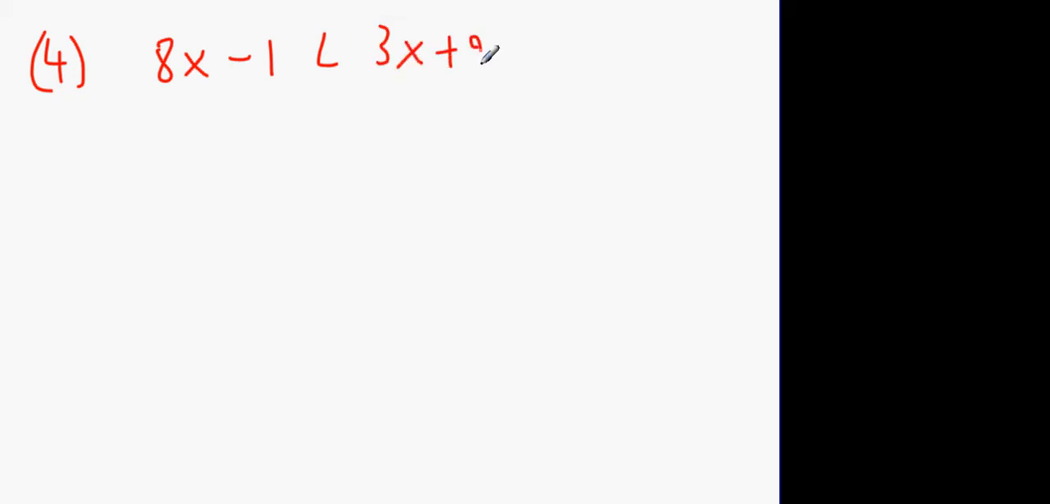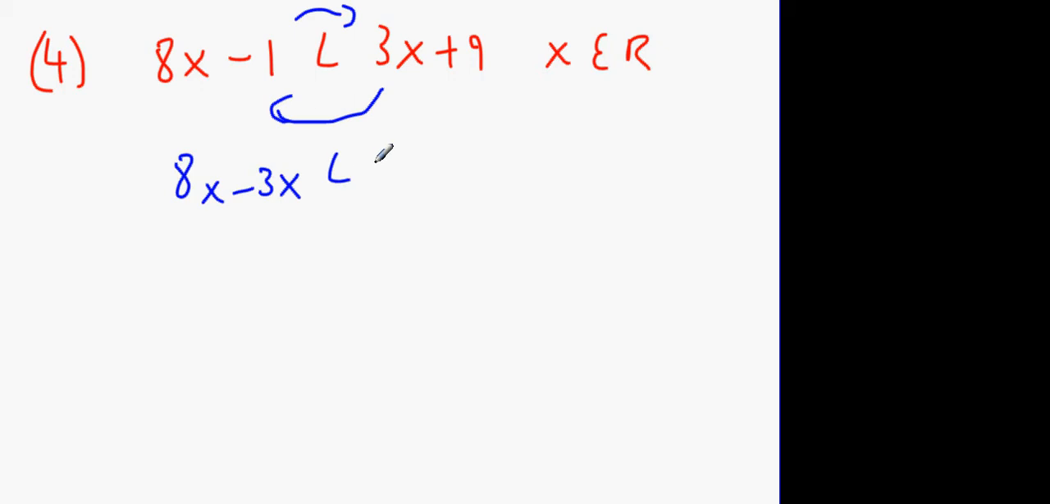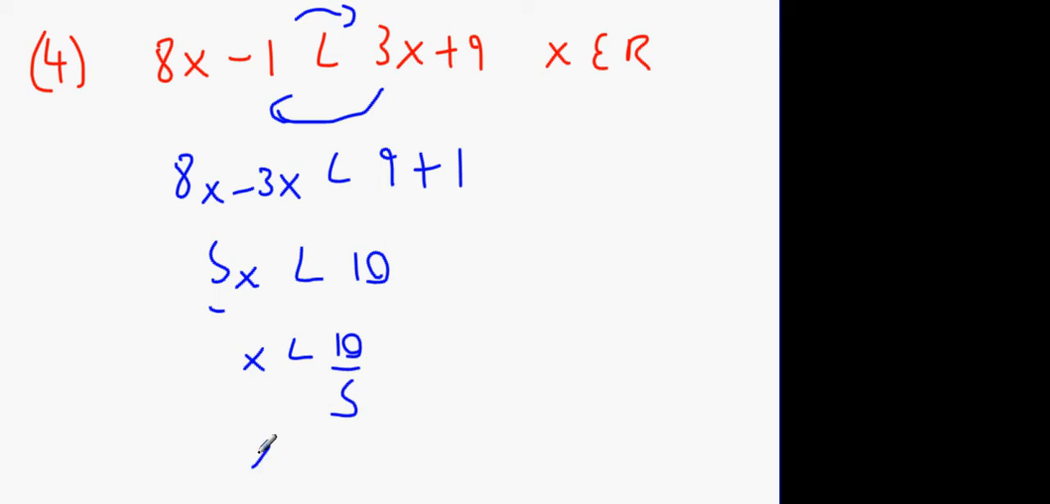X is an element of, so step 1 is to bring the x's over one side and the numbers over the other side. So we get 8x minus 3x is less than 9 plus 1. 5x is less than 10. Divide by the 5. X is less than 10 divided by 5. X is less than 2. All numbers that are smaller than 2, but they have to be x an element of R.